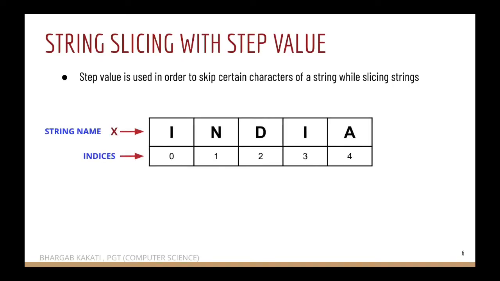I have taken the same string into account. Now, if I want to display IDA, that means what? I am skipping one character in between. So, in this case, I need to take the help of step value. Let's see the syntax. The syntax says string name, and then within third bracket we need to enclose lower limit is to upper limit is to step value. Step value means how many characters you want to skip.